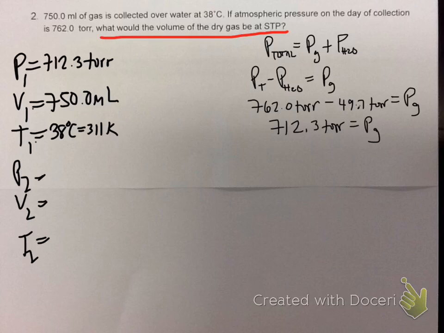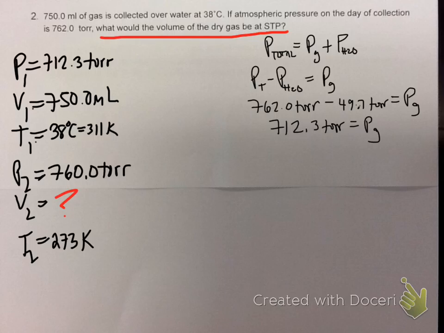What are your final conditions? So we're told that it's at STP. Do you remember what standard temperature is? 0 Celsius, which makes it 273 Kelvin. What's standard pressure? It's 1 atm, which in torr would be 760 torr. And that leaves us with the very thing that we're looking for, which is our final volume.